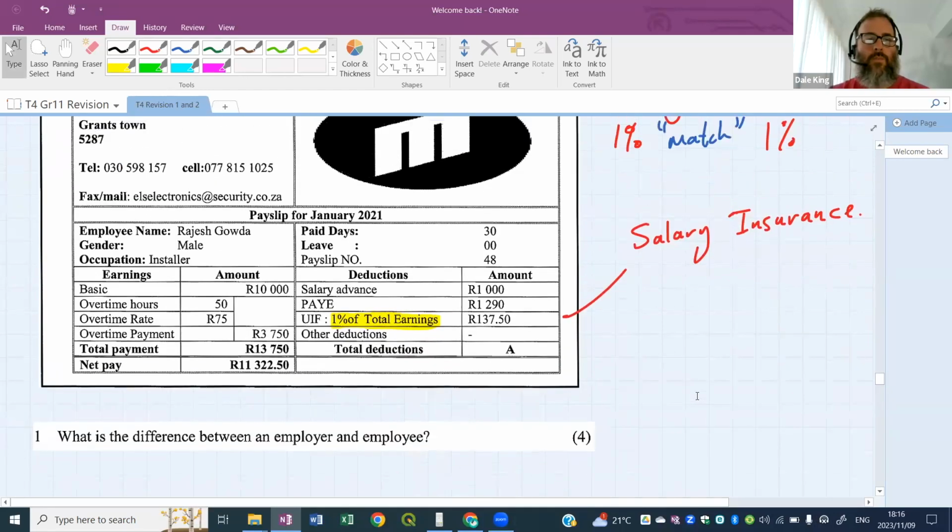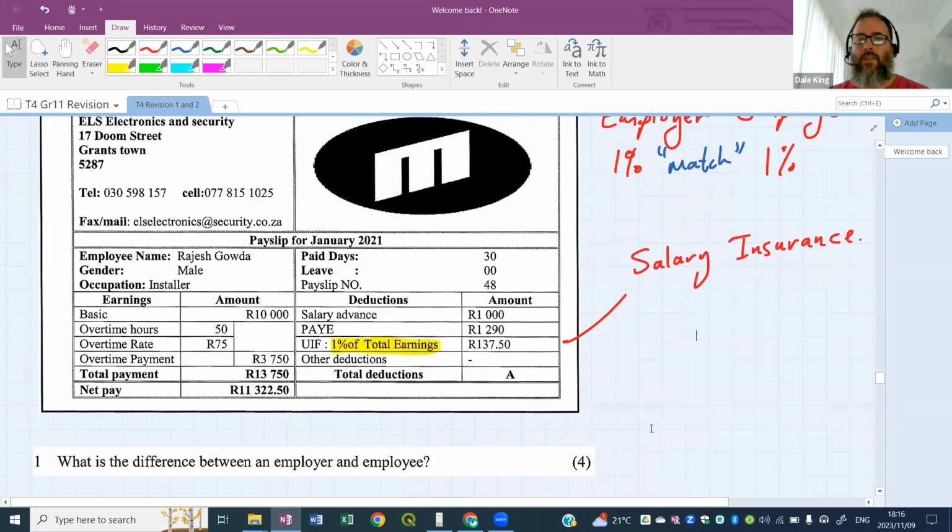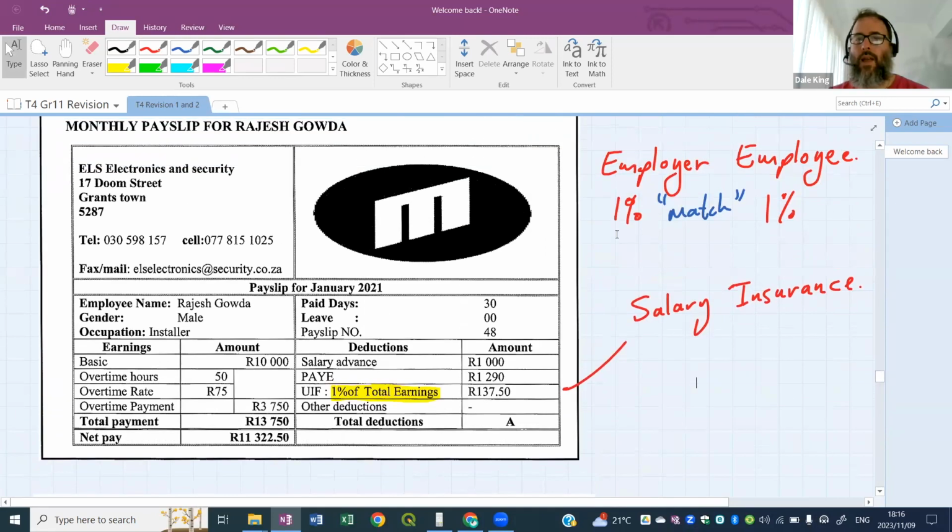So question number 1: what is the difference between an employer and an employee? All right, I'm going to do this one. An employer is the one with the job, and he will employ an employee. The employer owns the job and will employ an employee, and the employee will work for the employer. And you'll have to write that out in words in the exam to get all your marks.